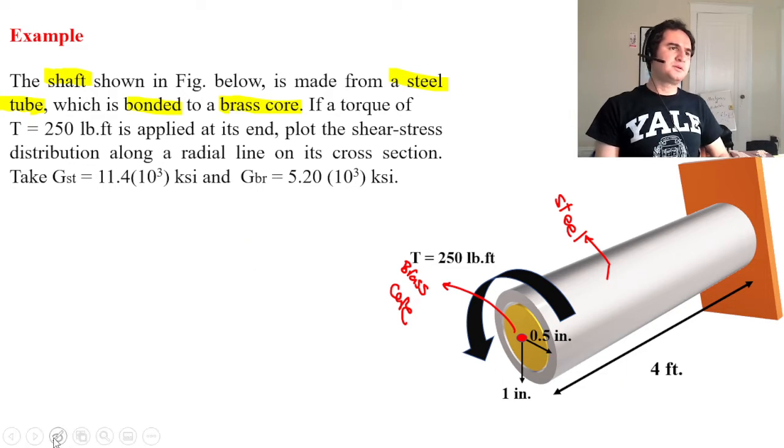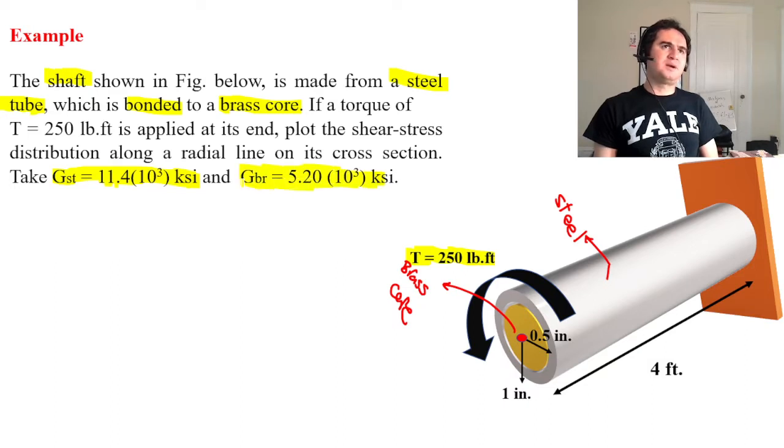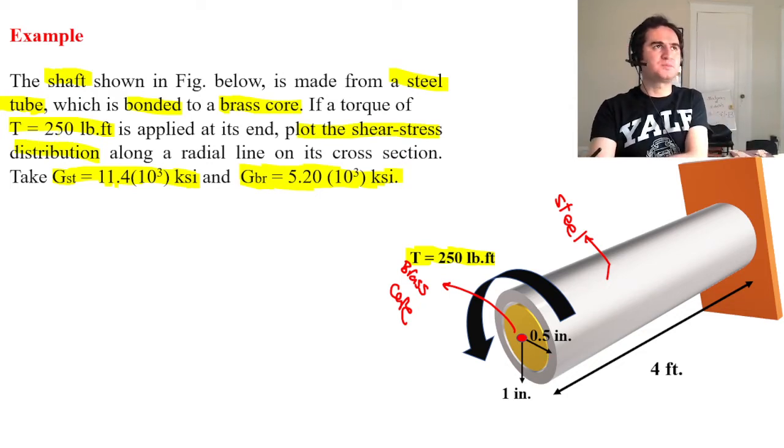A torsional torque of 250 pound-feet is applied at the free end, and we know the rigidity modulus of steel in British units is 11.4 times 10 to the 6 psi, and likewise the rigidity modulus for brass is 5.2 times 10 to the 6 psi, or 10 to the 3 ksi. We want to plot the shear stress distribution on the cross sections. Let's approach the problem.